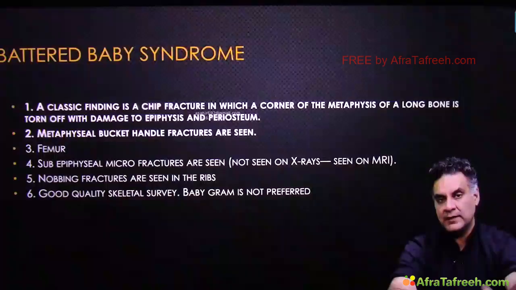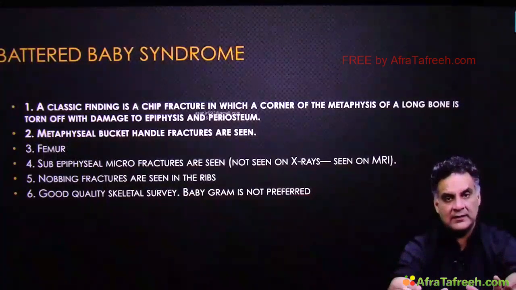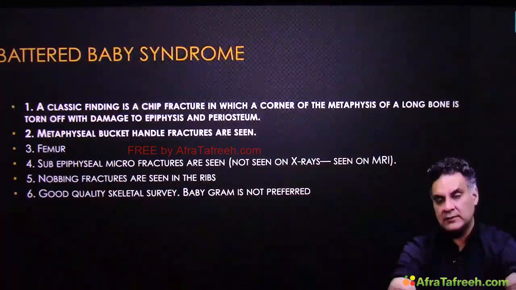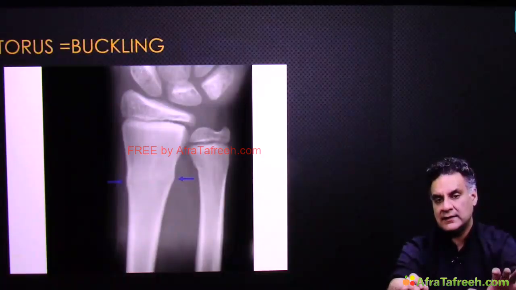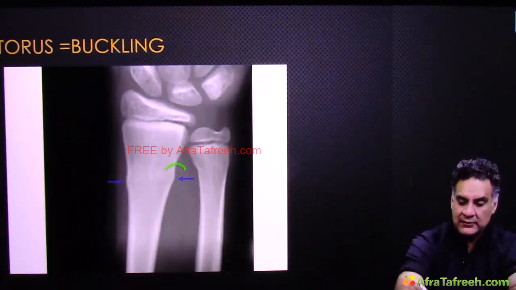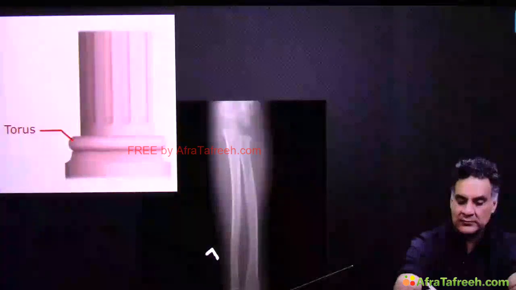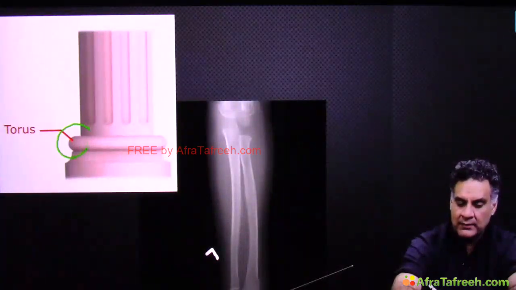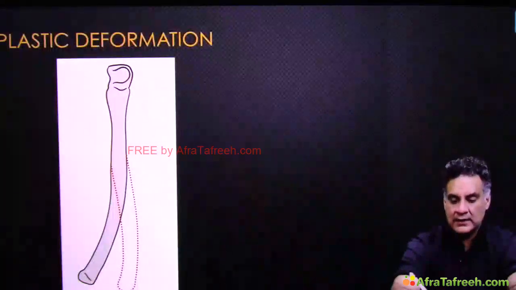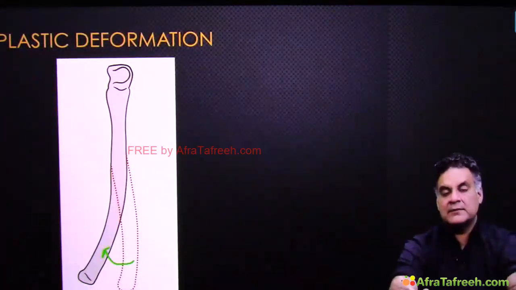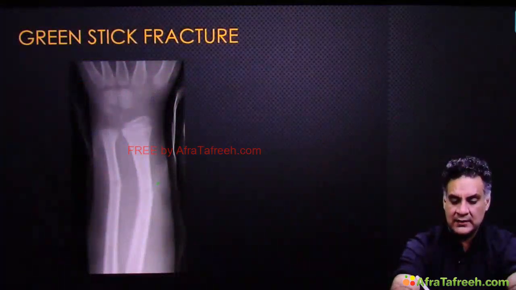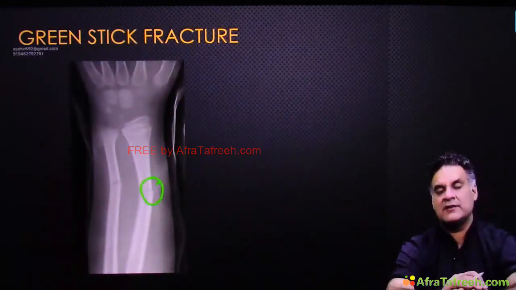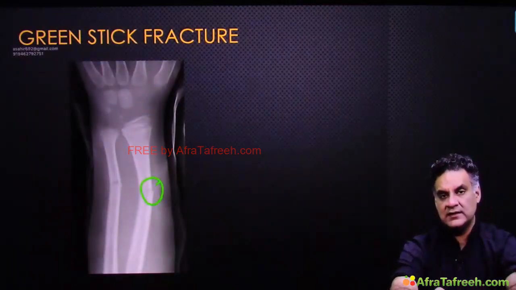Battered baby syndrome is a topic in forensic medicine, but these are some important points you must remember in orthopedics too. In a child, there can be buckling at the metaphyseal-diaphyseal junction called a torus fracture, which is a bend of a Roman pillar. Or there can be a bend without a break called plastic deformation, or there can be a break in a single cortex called a greenstick fracture. These are the features seen in pediatric trauma.